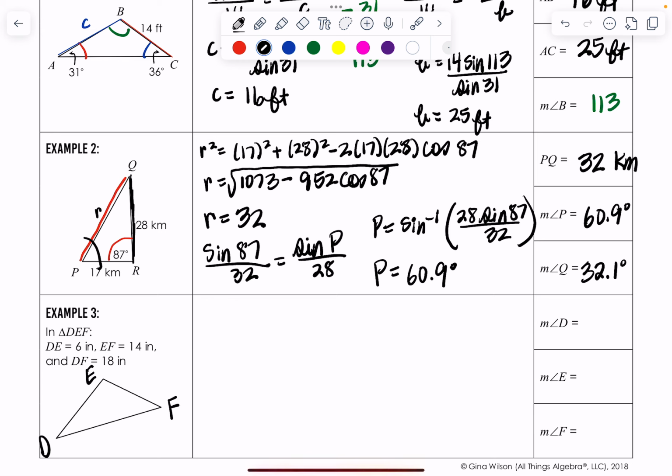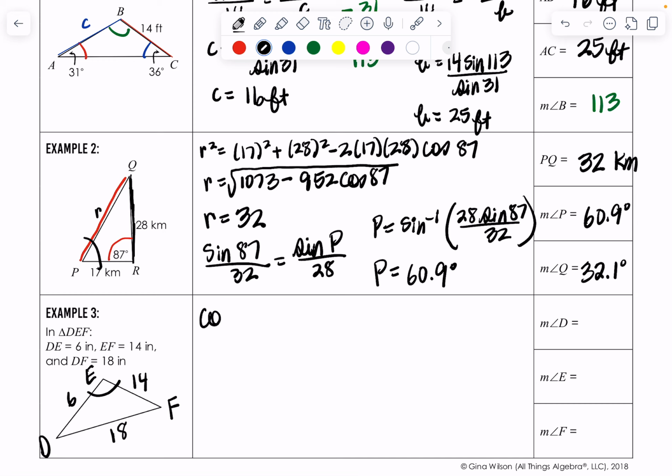Let's see, DE is 6, so that distance there is 6. EF is 14. DF is 18. Okay, so when we go to solve this, we've got all three sides. We have to use a lot of cosines. And your best bet, always solve for the largest angle first. Remember, the largest angle is the one opposite the longest side.